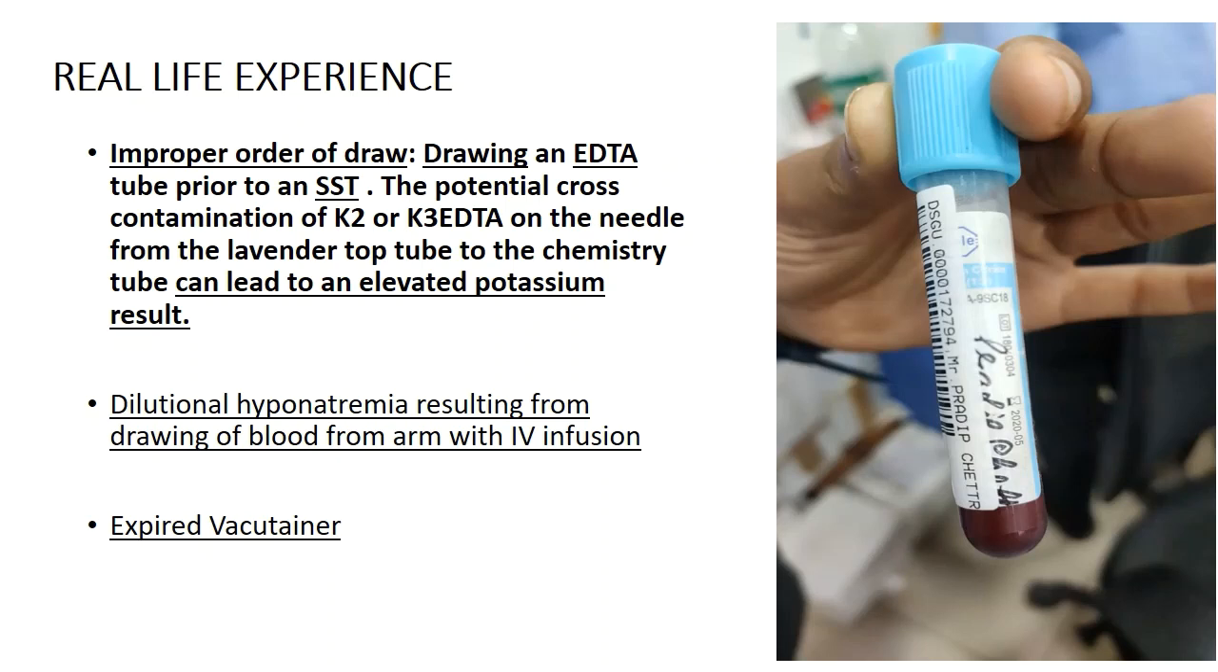Also, expired vacutainer. You can see that this sample was collected, and the expiry date was May 2020, but it was collected in 2023, so 3 years. What will happen if you use an expired vacutainer? The vacuum will go away, and the purpose of the vacutainer is lost.